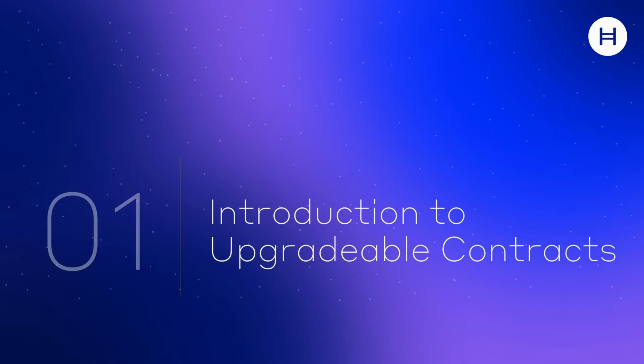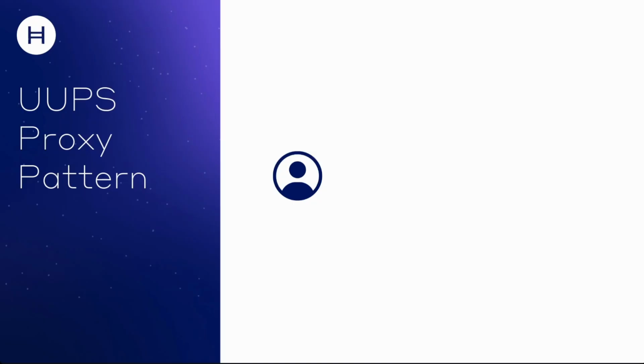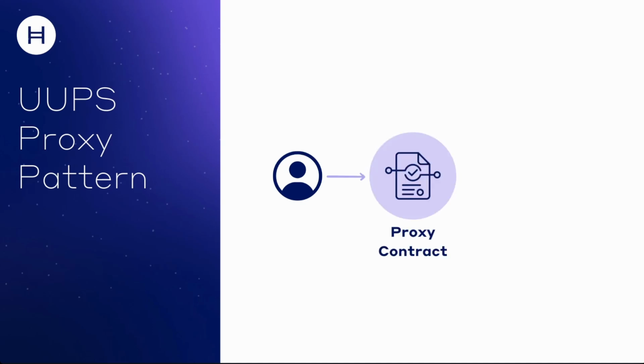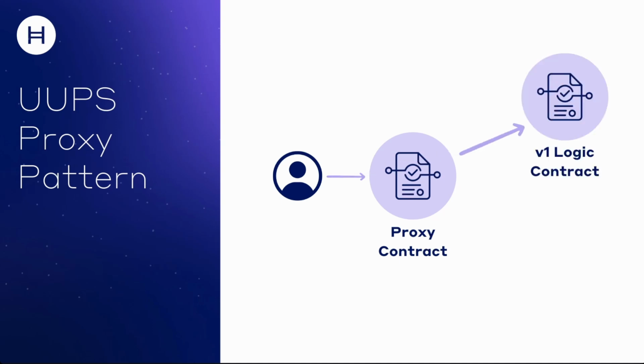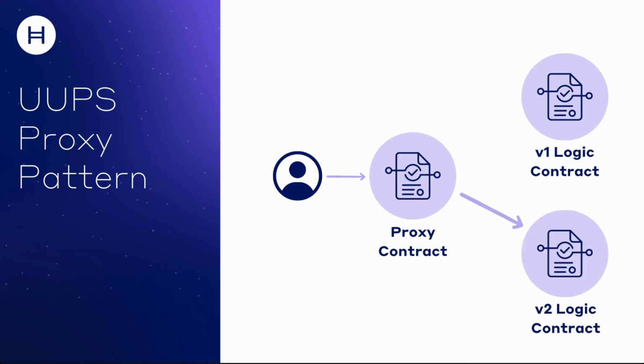Alright, first, an introduction to upgradable smart contracts. In traditional smart contracts, once deployed, their logic is immutable. This means that any bugs or desired features require deploying a new contract, which can be disruptive for your project. Upgradable smart contracts solve this by separating the contract into two parts. First, we have a proxy contract. This stores the state, which is the data, and delegates calls to the logic contract. The logic contract is the second part, which contains the actual business logic and can be replaced or upgraded.